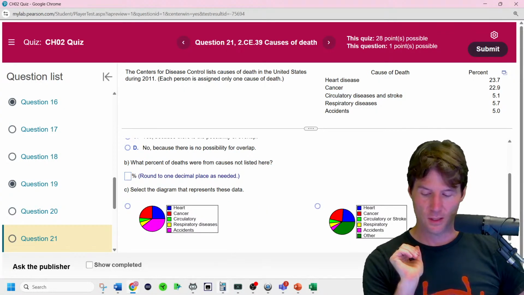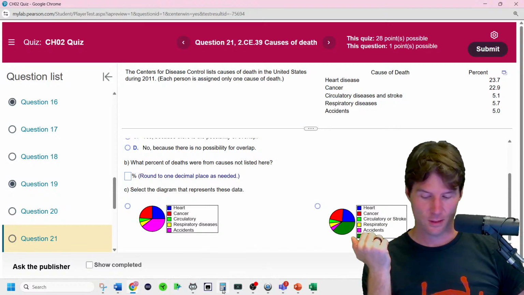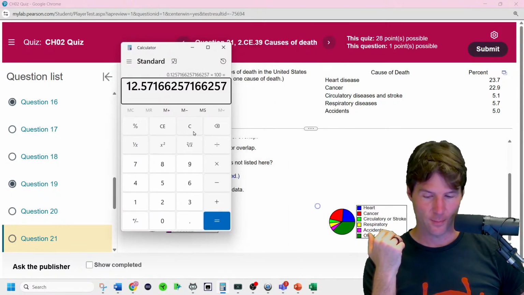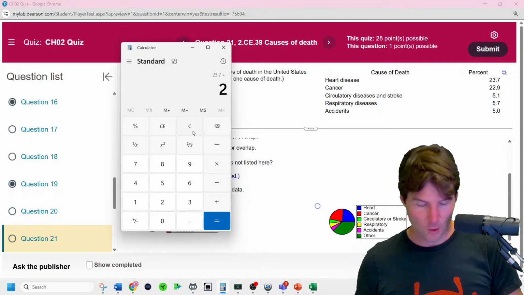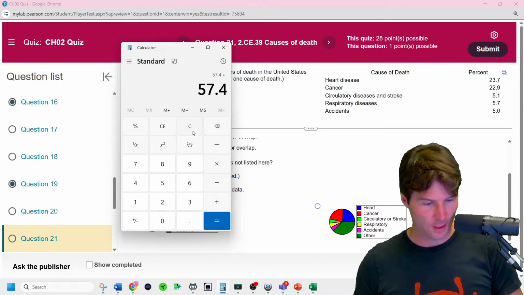What percent of deaths are not listed here? You could copy it and do it. You could use Excel again, or we could just add them up. Let's hope we know how to do math. I think I do. That's always what's in question here. Today, we've got nothing wrong. We're on a hot streak here.